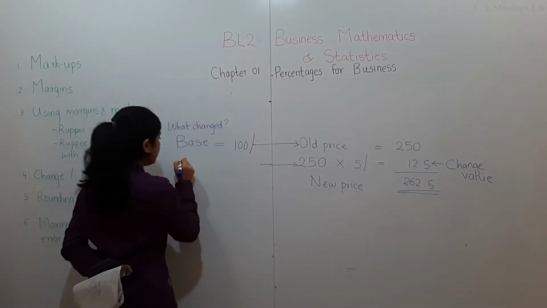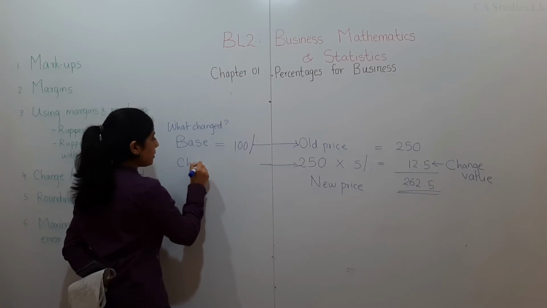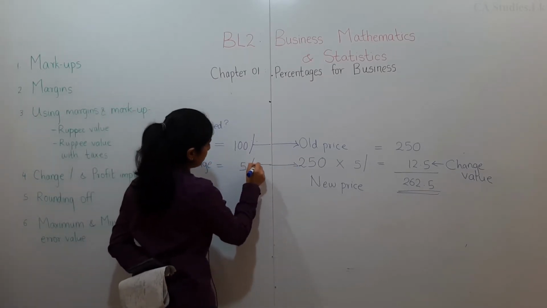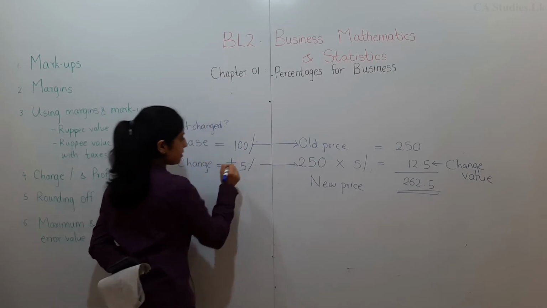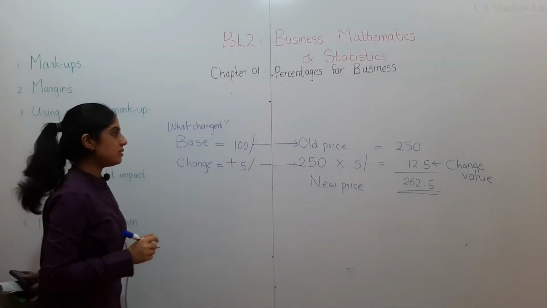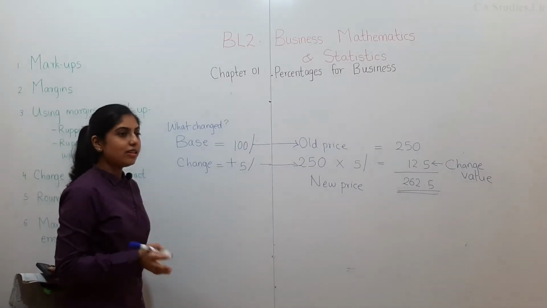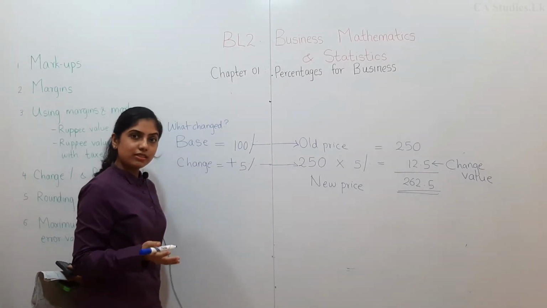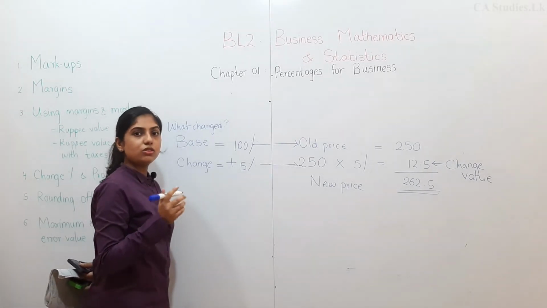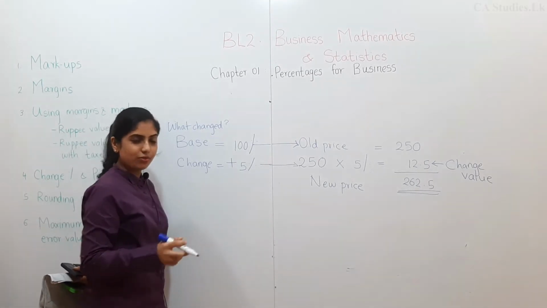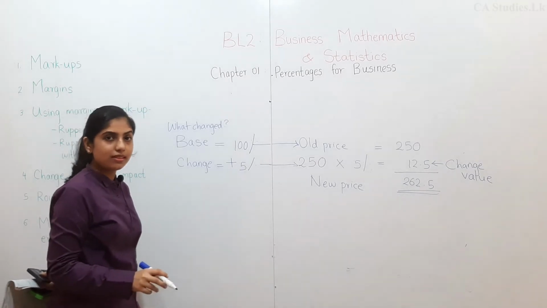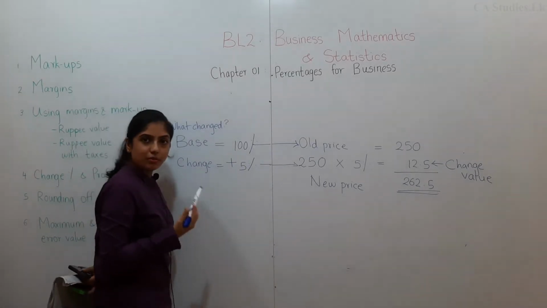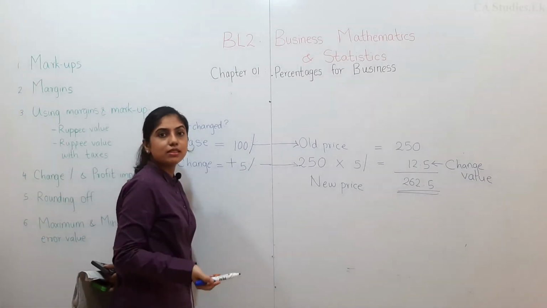The change is, they said, plus 5%. It increased by 5%. So the change is a plus, because they said it increased. If they didn't say increase or decrease, then you should look at the sign, but they will definitely say whether it's an increase or decrease. In case they didn't, and there is no minus sign, we consider it a plus.